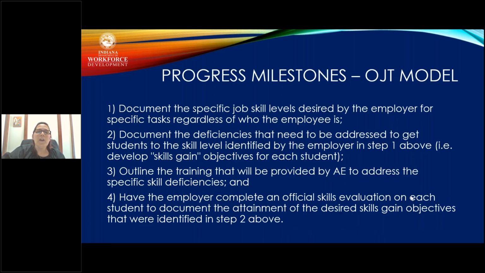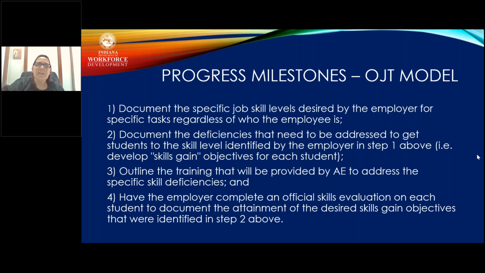So we used an OJT type example and walked through how milestones could be developed for a WEI class. We determined that we would have to document the specific job skills desired by an employer for specific tasks. We'd have to document deficiencies that needed to be addressed for those students. We would then outline the training that would be provided by AE that would meet those specific skill deficiencies, and have the employer complete an official skills evaluation on each student to document attainment of the desired skills.